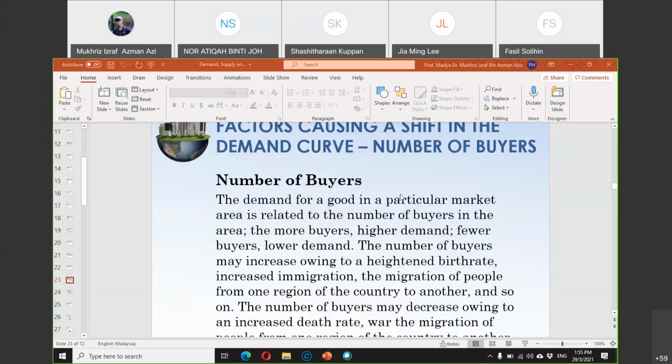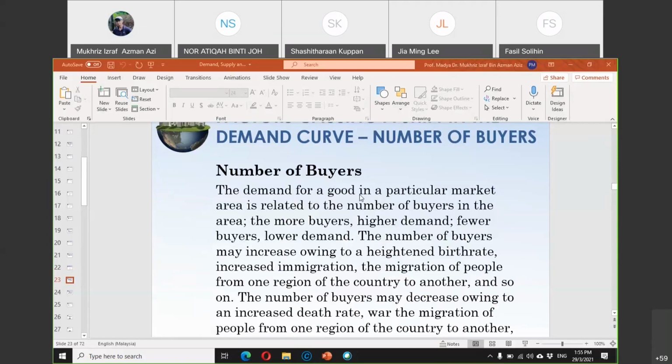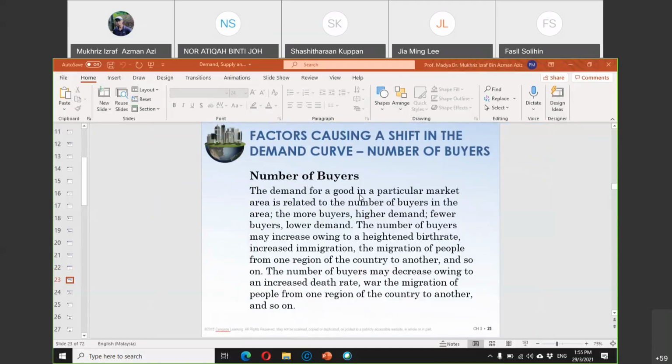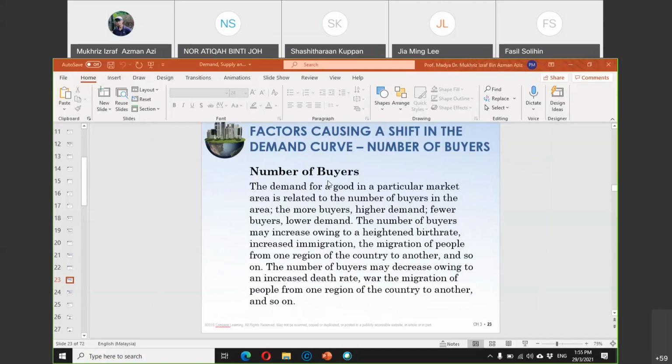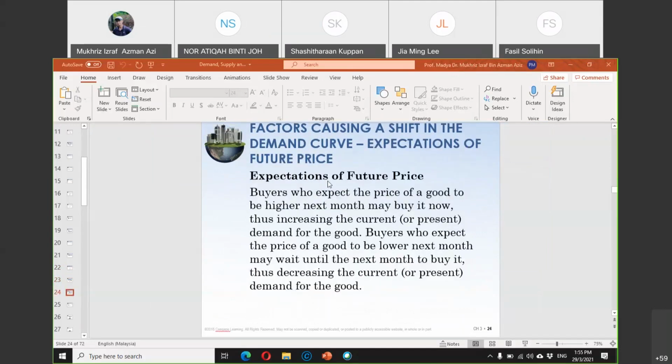And then number of buyers, I think is quite logical. The more people or the more customers you have in the market, demand will increase. For example, if there are new housing areas, housing estate, a new taman opened, there are new people or people are migrating or moving, an increase in the number of population. Of course the demand will also increase. So more buyers means demand will increase.